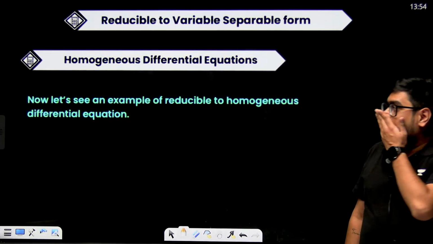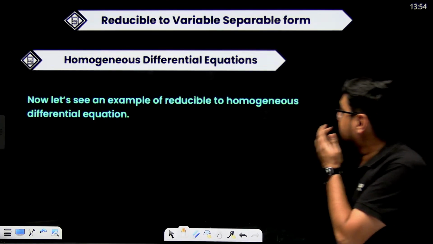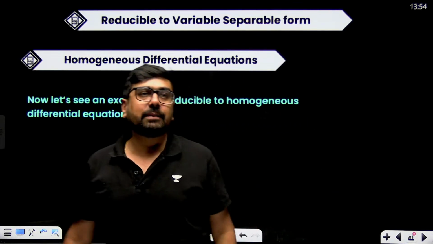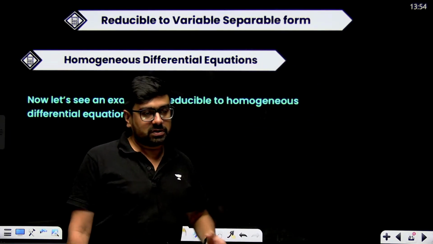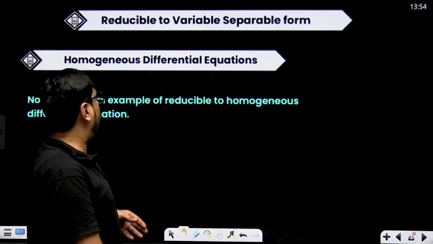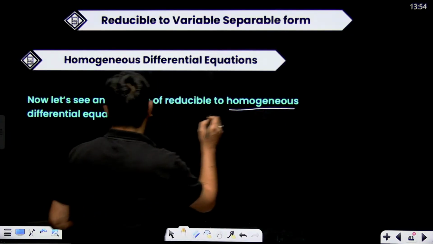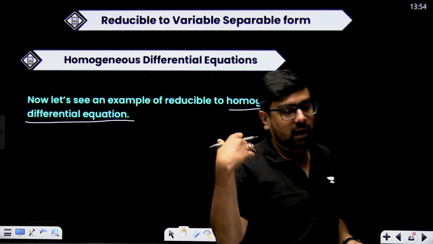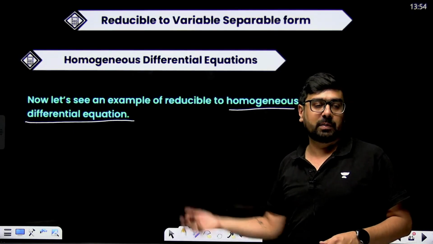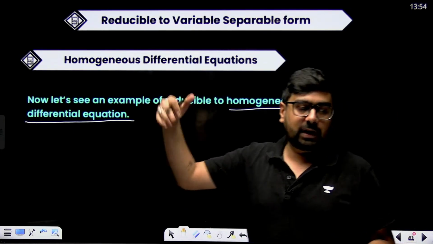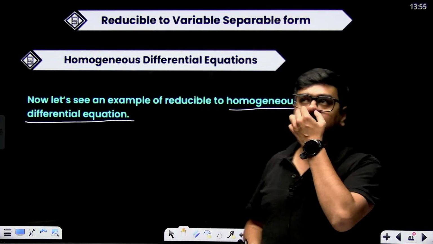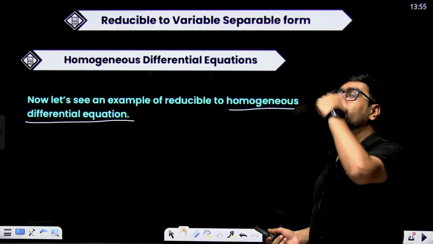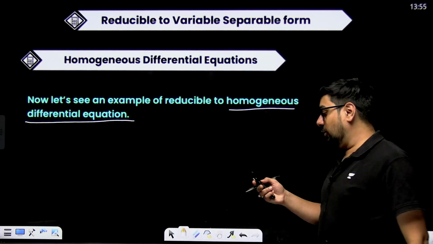Now sometimes, let's see an example of reducible. Sometimes you can even reduce some differential equations into homogeneous form. So most of the times you will be able to see that this is a homogeneous expression, and I should solve it by taking y by x equal to v or x by y equal to v and go that way. But sometimes you can even reduce the given differential equation into homogeneous form.